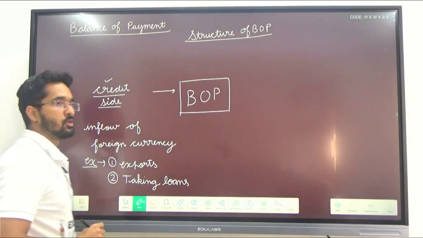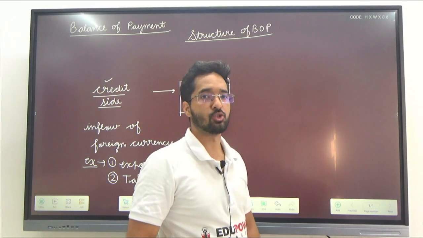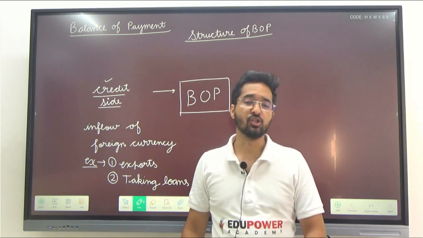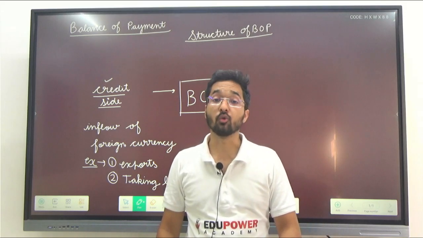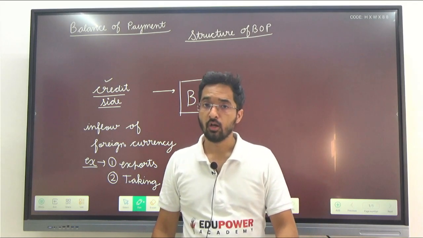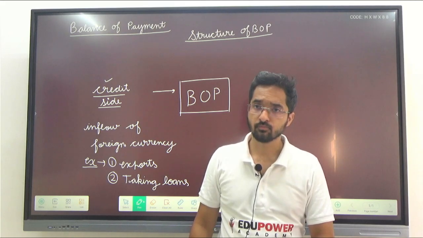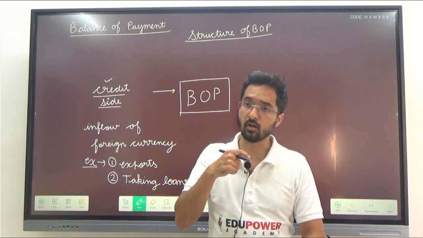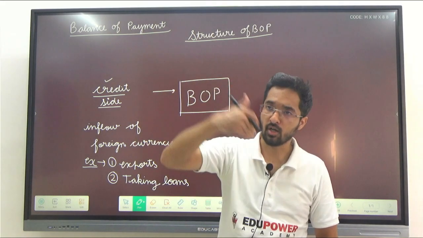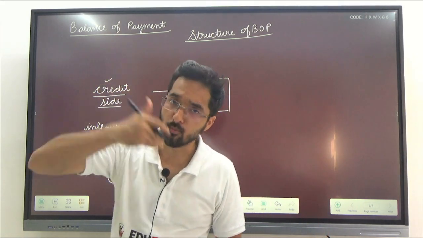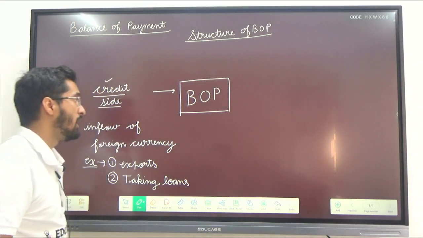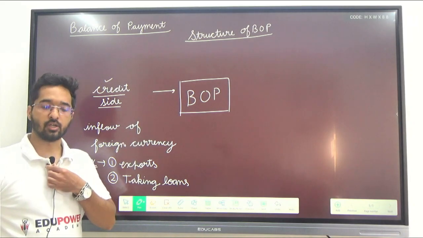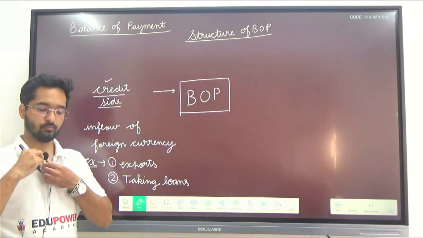Okay, so suppose India needs to construct a flyover, and for constructing the flyover India does not have sufficient funds. What will India do? India will take a loan from the World Bank for the development projects, and when India takes a loan from the World Bank, the World Bank will pay money to India. Foreign exchange will come to India, dollars will come to India, and hence it will be registered on which side of the BOP? It will be registered on the credit side of the balance of payment.